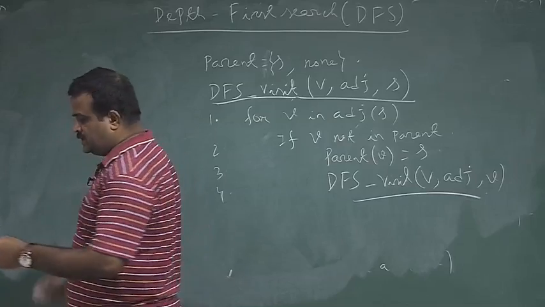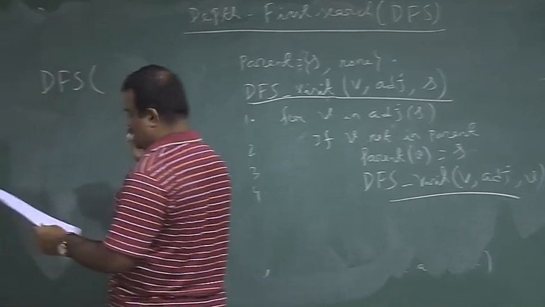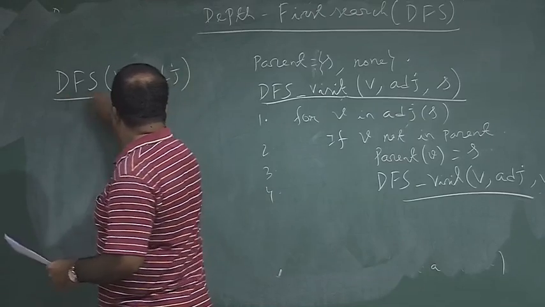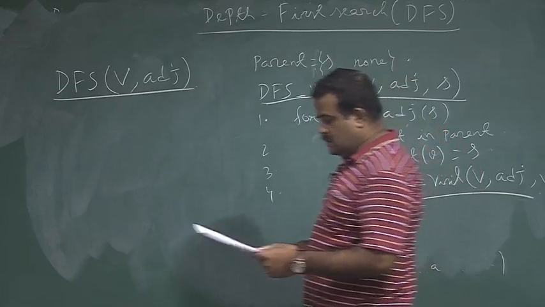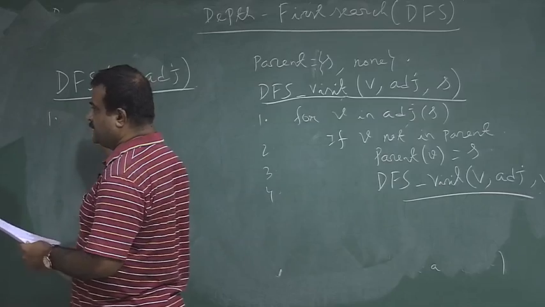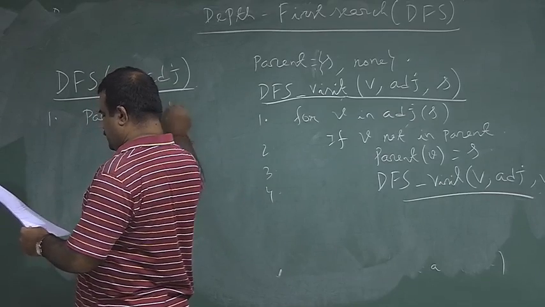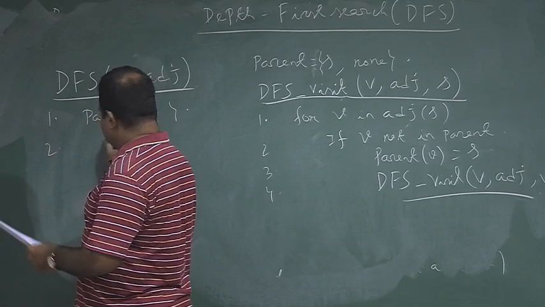The main code is DFS, and we have a graph and the adjacency list. This is the main code and it will call this pseudo code. Okay, so what do we do? We take the parent. Initially the parent is empty, and we take a node from this.